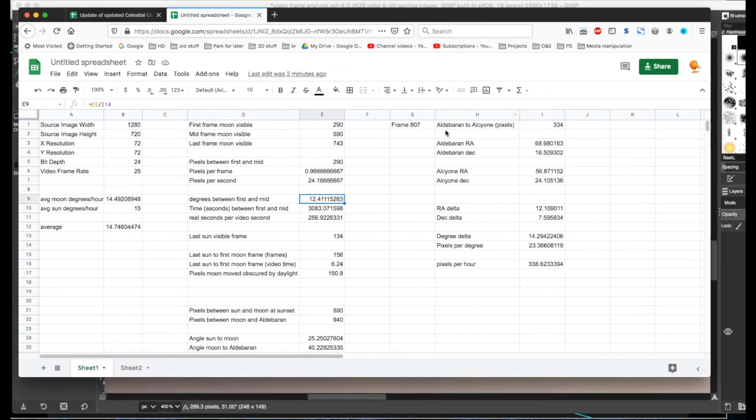At this point, we're going to move over to this column because I made some other calculations that kind of go in between these two. And so the next thing that I wanted to do was calculate what the field of view was and correlate it to a number of degrees across the sky.